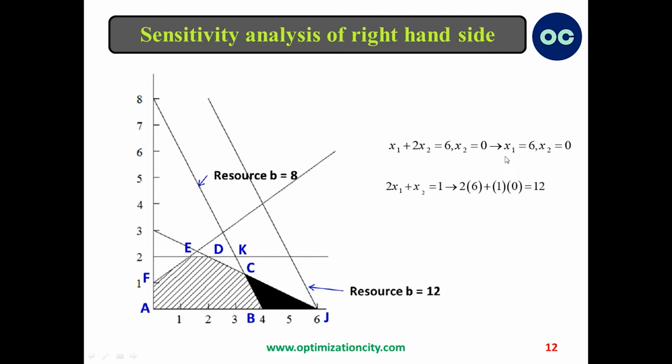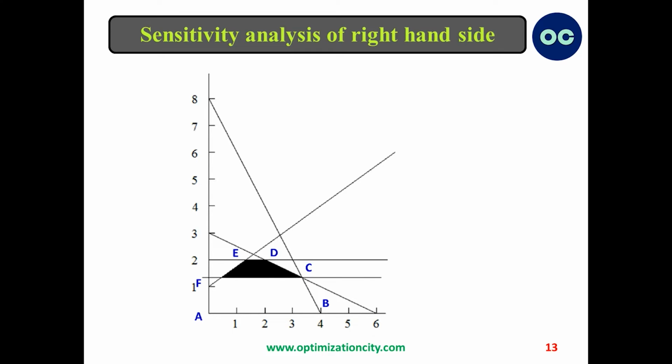By substituting the coordinates of point J into the second constraint, we can calculate the new value of the right-hand side number in the second constraint and the updated value of resource B. So here we can see that resource B is equal to 12. As a result, we can increase the right-hand side of the second constraint from 8 to 12, which is a potential increase of 4 units.